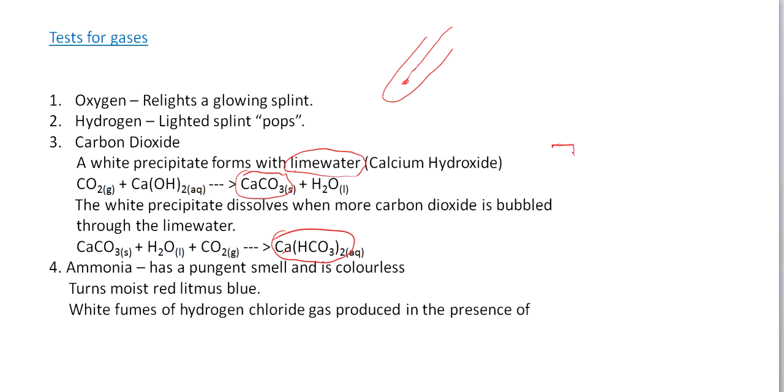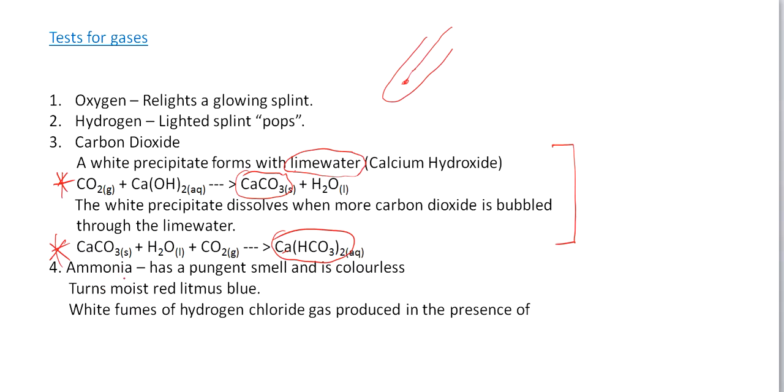Now these are typical examination questions here. So carbon dioxide, when it's bubbled through calcium hydroxide, you're going to get a white precipitate initially. And the white precipitate is calcium carbonate. You need to know this equation. If you continue to bubble more carbon dioxide, what is going to happen is that the precipitate will dissolve, right? And the equation for that reaction is calcium carbonate plus water plus CO2 produces calcium hydrogen carbonate, right?